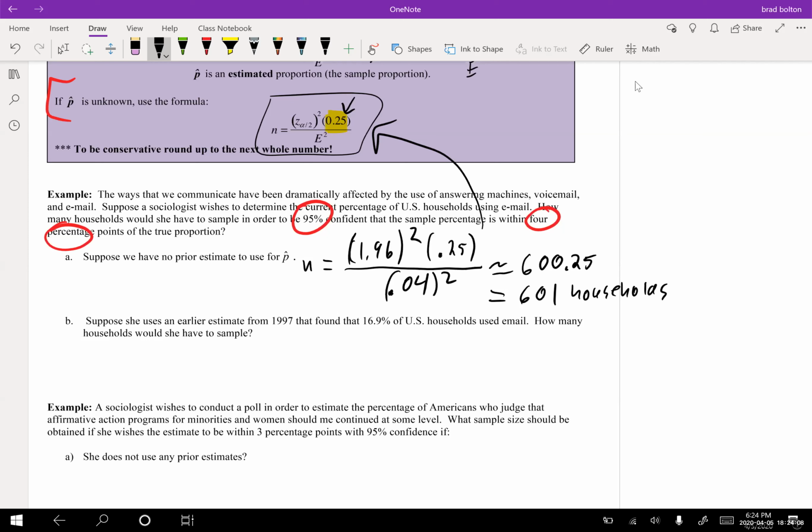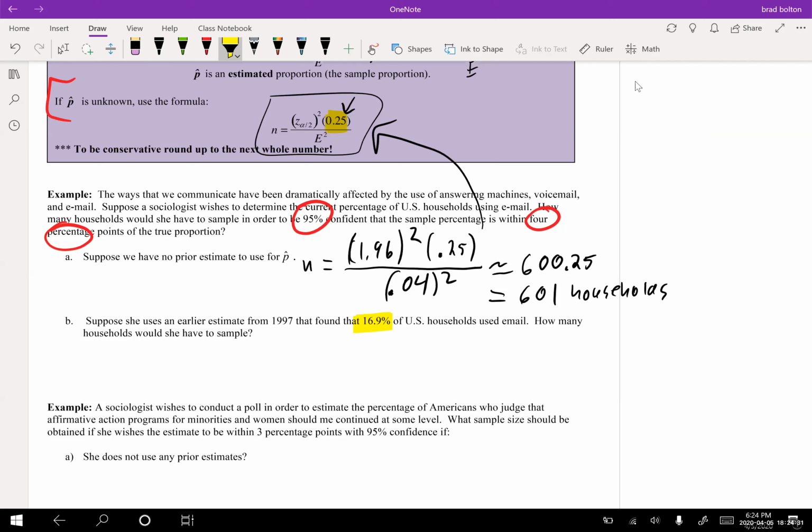Okay, and it says, suppose she uses an earlier estimate from 1997 that found that 16.9% of US households use email. How many households would you then have to sample? So now, by them telling us this right here, by them telling us 16.9%, they're actually giving us a point estimate. They're saying this is a starting point.